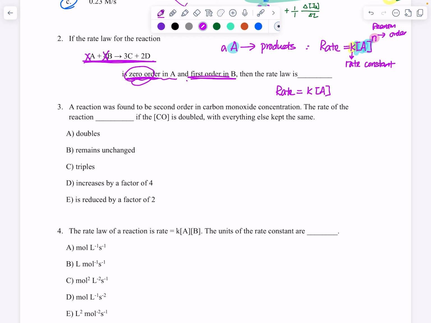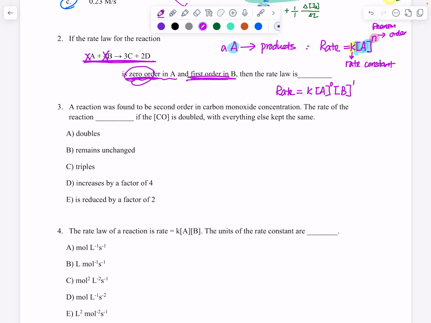We either have experimental data, and then we can solve it based on the data, or the question already gives it to us. Right over here, it's telling us it's zero order, and multiply. Now I have a second reactant, B, raised to the power of 1. Okay, so that's the expression.